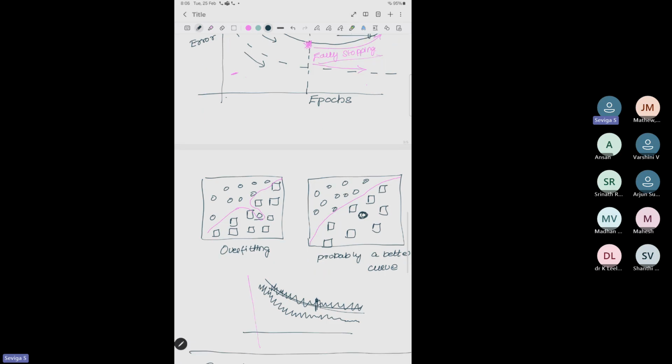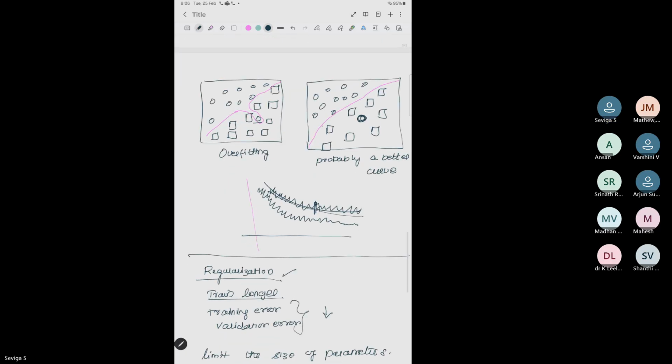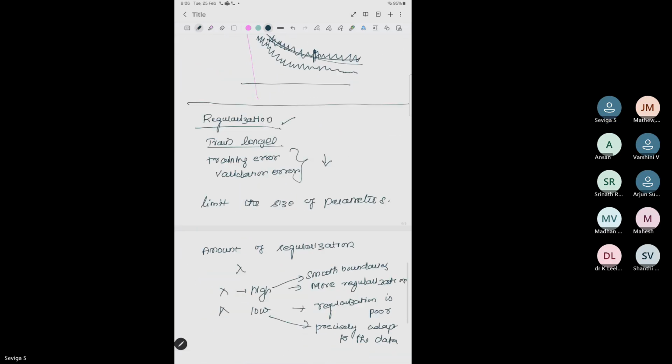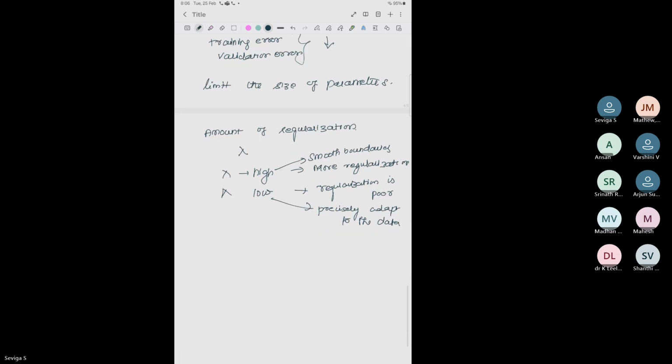If you look here, it has a high value of regularization, so the boundary is very smooth. Whereas here it is precisely adapting to the data, so the regularization parameter value is very low here. The larger values of regularization will smooth out those curves.